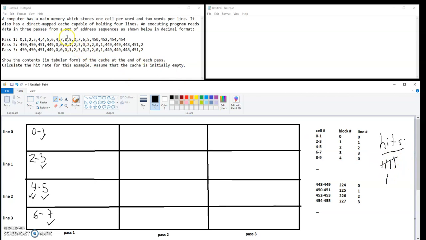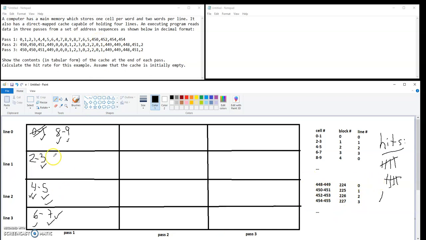8, oh no. Here's some fighting. This is overwritten. And 8 and 9 are put into line 0. So when 9 is here, it's a hit. It was pulled in with 8. 8 is a hit the second time. It's still in the cache. 7, that's a hit. So we can see a bunch of spatial locality going on here. 6 and 5. Those are already in there. 2 more hits.